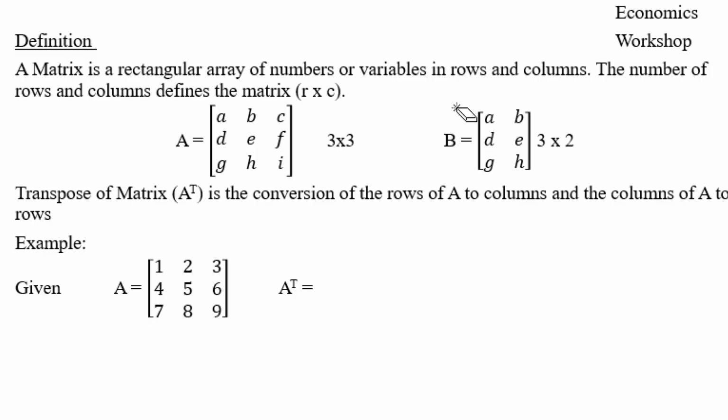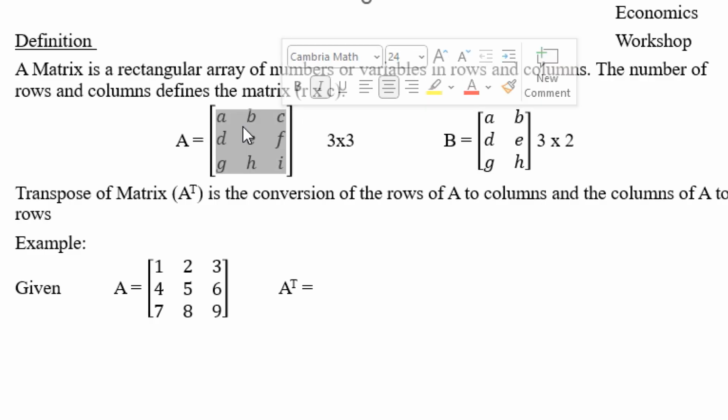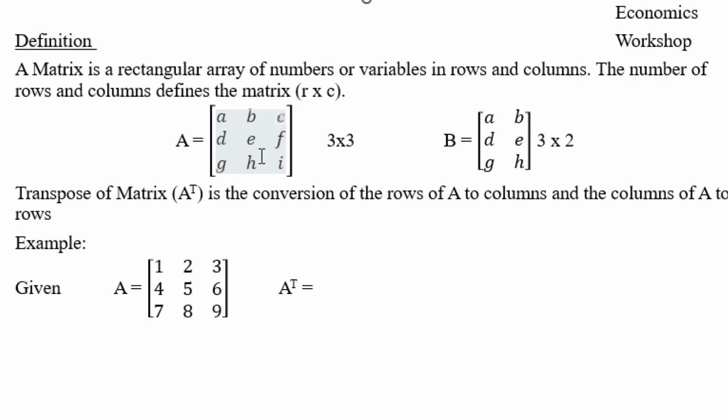We said the number of rows and columns defines the matrix. Like now we have this matrix here, we have 3 rows and 3 columns. So this is a 3 by 3 matrix. For B we have 3 rows and 2 columns, and this is what we call a 3 by 2 matrix.